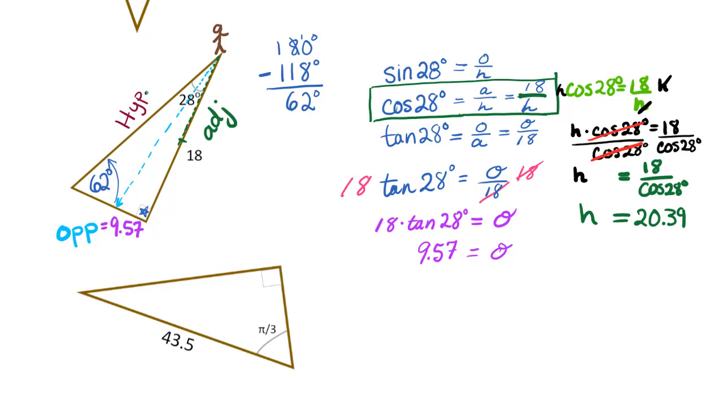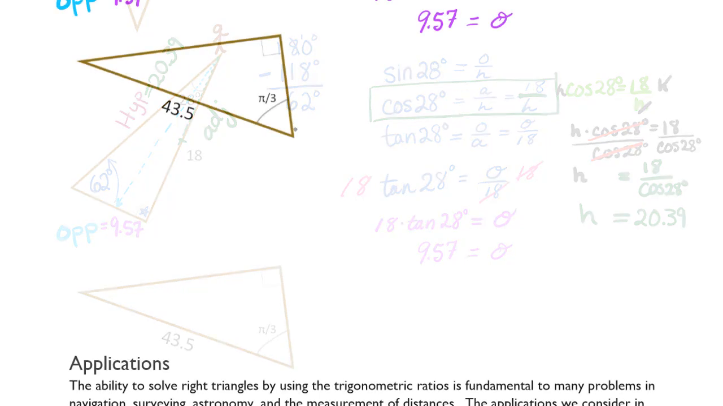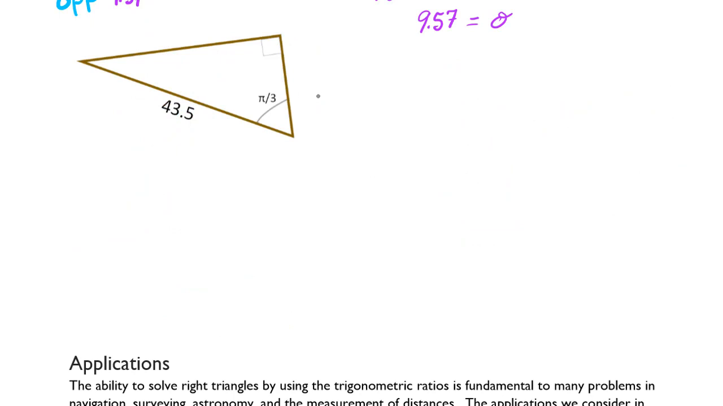And the hypotenuse is showing to be 20.39, which does appear to be slightly longer than 18. So we have found all the sides and all the angles. In this last example, we want to take a look at this triangle with radian angles instead of degree angles.